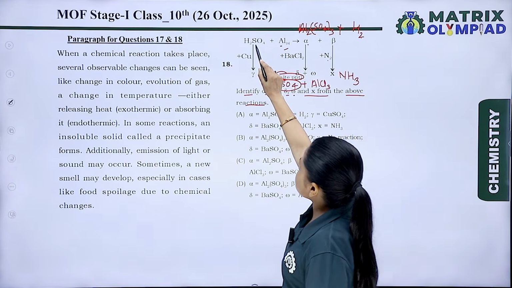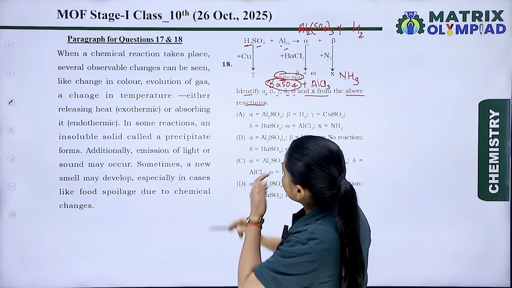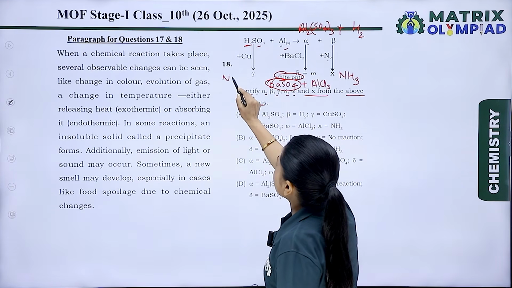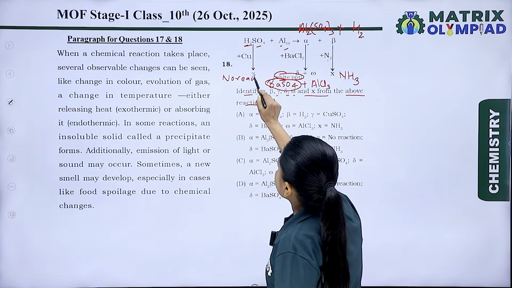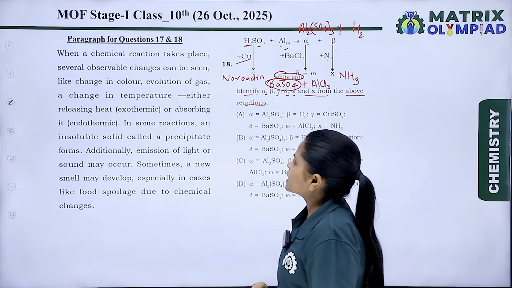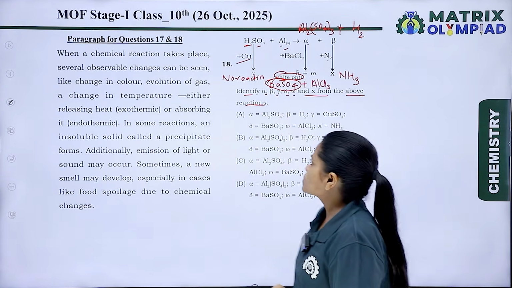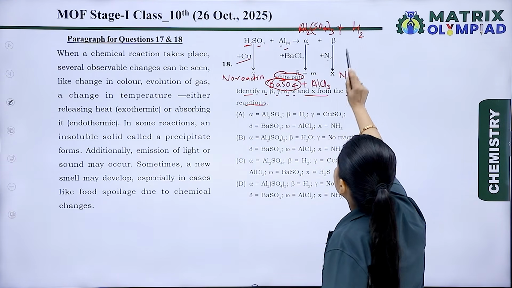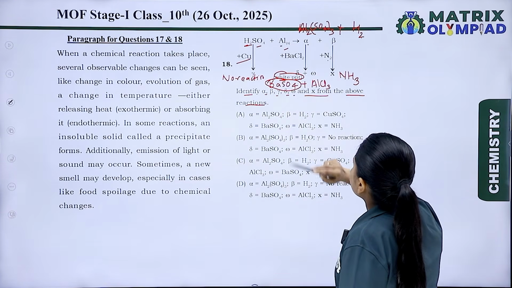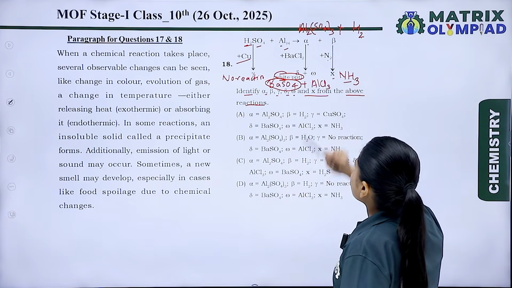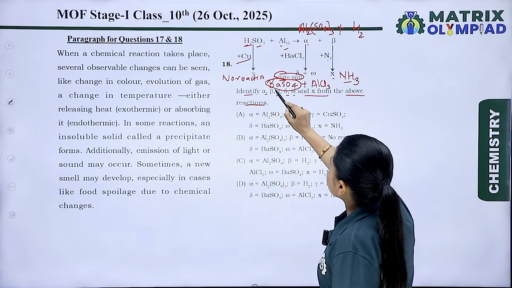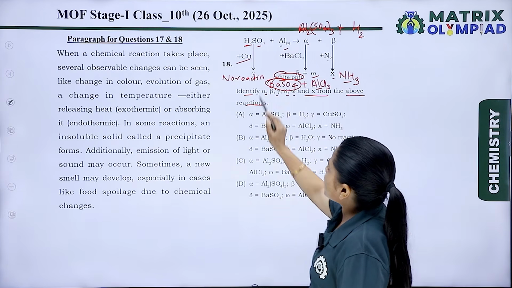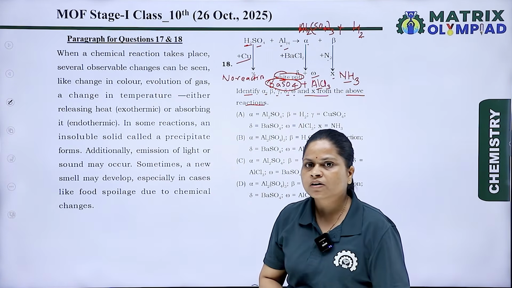And in this case, when H2SO4 is mixed with copper metal, then there is no reaction, as copper is less reactive than hydrogen. So alpha equals aluminium sulfate, beta equals hydrogen gas, X equals ammonia, delta is BaSO4, omega is aluminium chloride, and gamma equals no reaction.